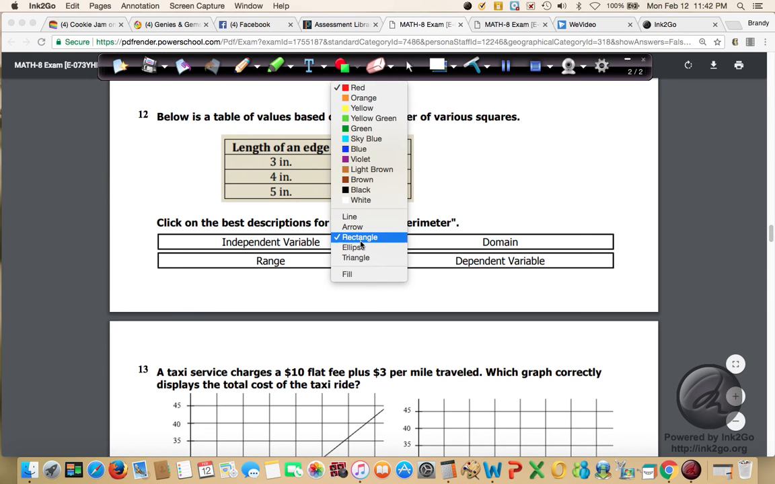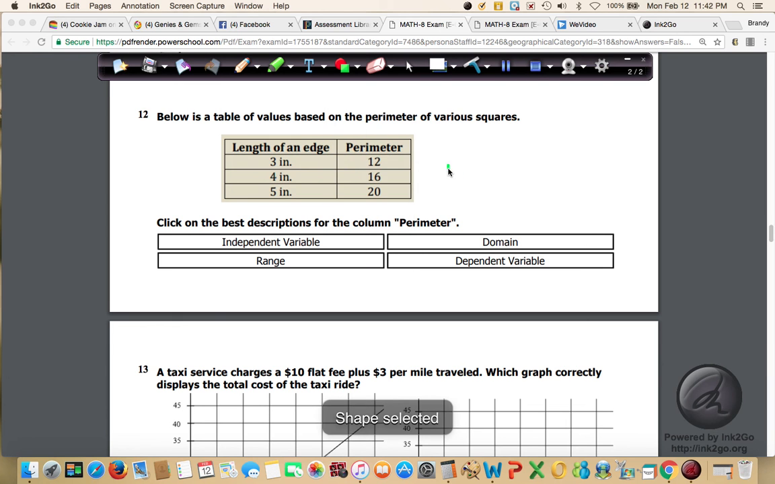So what I did before was I went and I got a rectangle and tried to make it look like a square. There we go. And I said, okay, so here I made my edges 3 inches. Let's just go with that. So 3, 6, 9, and 12 is the perimeter because, right, you add up all your edges or all your sides.